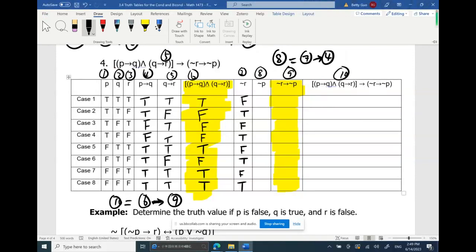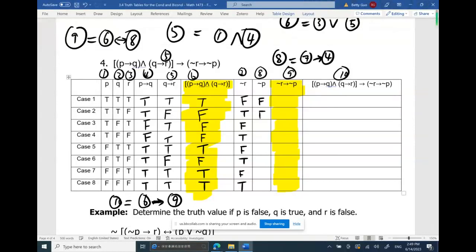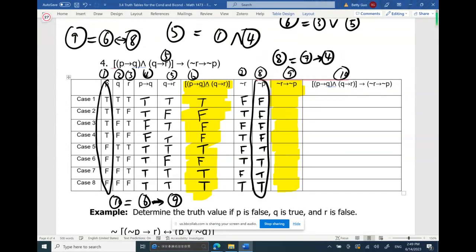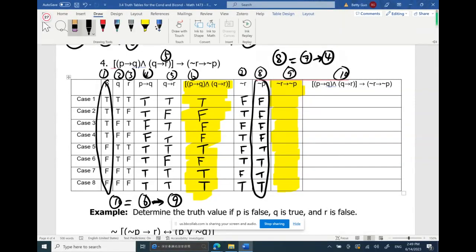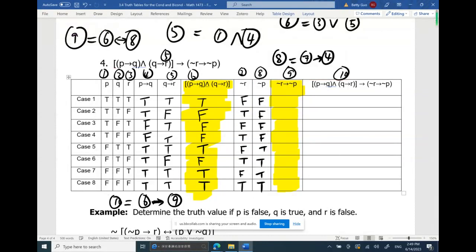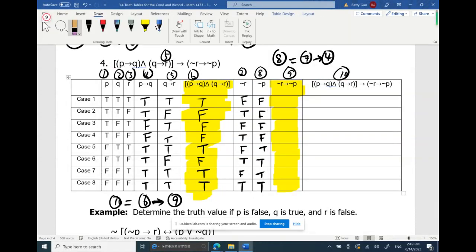And column 8 is the opposite, the negation of column 1. So F, F, F, F, T, T, T, T. Yeah, the first column and the 8th column are negations, so they should have opposite values. Okay, that's correct. And now we are going to take care of column 9.